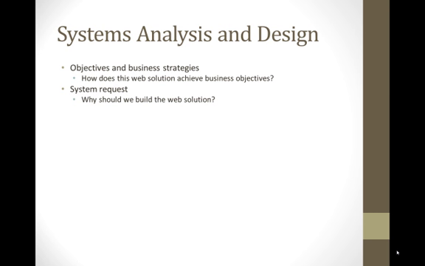Once you understand that question clearly, the next one is, why should we build the web solution? And that's where the system request is. So the system request answers this question. Why should we build the web solution? We know our objectives, but that must mean we're not there now. Okay, so what's the difference between where we're at now and where we want to be? And how does a web solution help us get there?